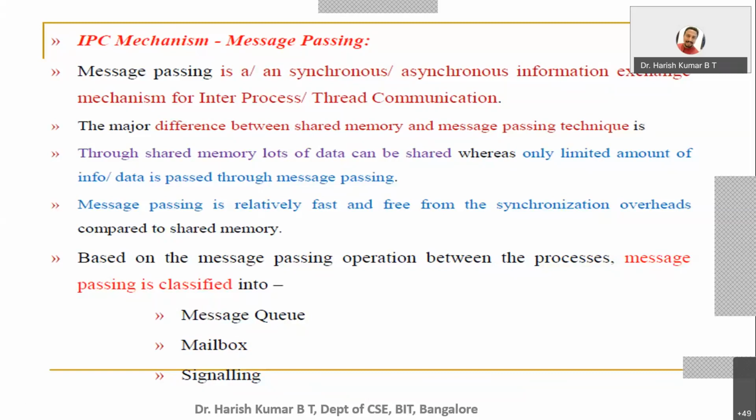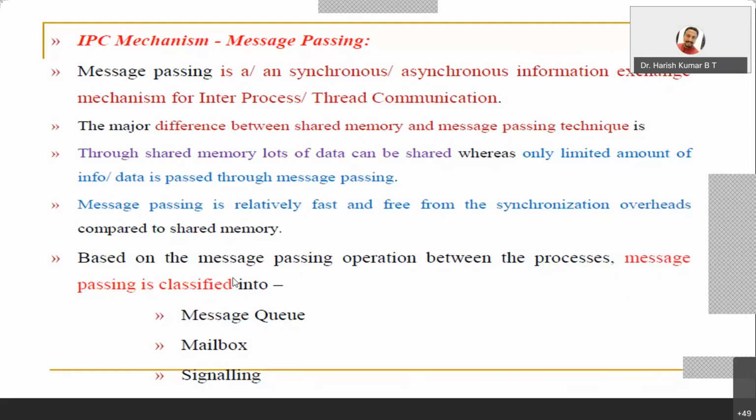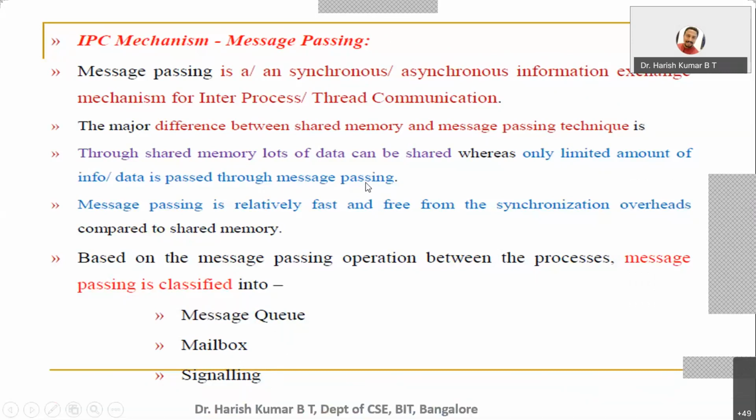But it's not as complex as shared memory synchronization. Now, what are the different message passing techniques? So we have these many. There are message queues, and there is something called a mailbox, and there is something called signaling. So these are all the three different types of message passing techniques which you can use in order to make one process communicate with the other. And again, we'll just go to the next slide and understand each one of these message passing techniques.